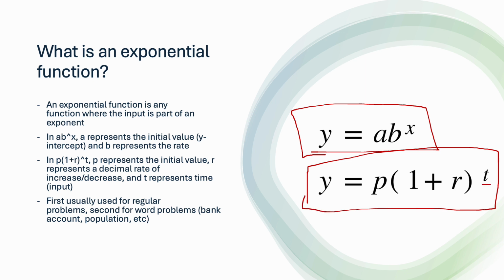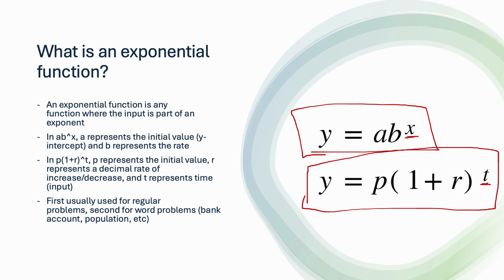It's important to note here that in this case, the t is really interchangeable with x. We're just using it as an input because it represents time, but you can replace that with x if that is easier for you to remember. Either way, it's fine. That's the input. And here we can see that the x is in the exponent. So both of these are exponential functions.